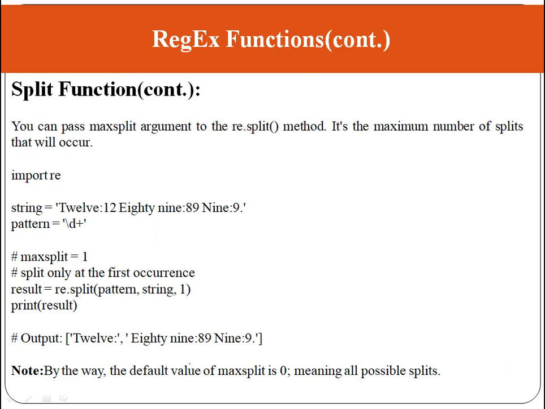So continuing with the split function, we can pass maxsplit as well, right? The maxsplit argument to the re.split method is the maximum number of splits that can occur. So this is how you can pass the parameter over here, to split only at the first occurrence, right? By default maxsplit is 0, meaning all possible splits.